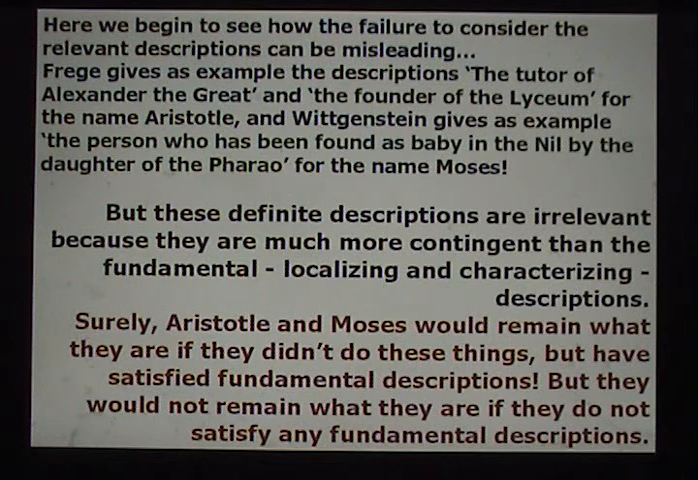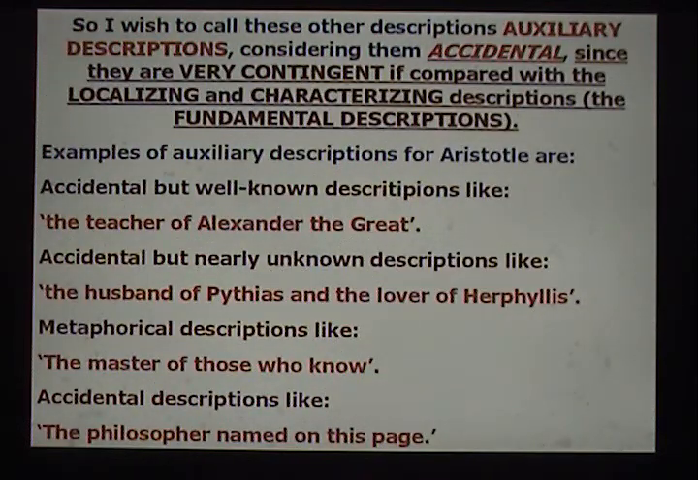Surely, Aristotle and Moses would remain what they are if they didn't do these things, but have satisfied fundamental descriptions. But they would not remain what they are or were if they did not satisfy any fundamental description. So I wish to call these other descriptions auxiliary descriptions, considering them accidental, since they are very contingent if compared with the localizing and characterizing descriptions, the fundamental descriptions.